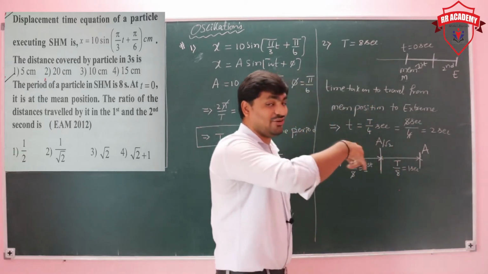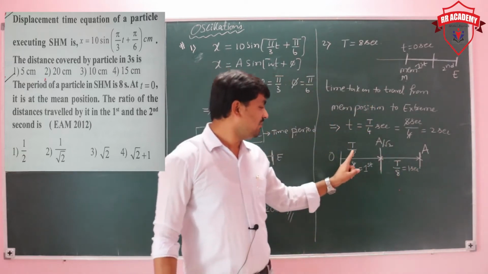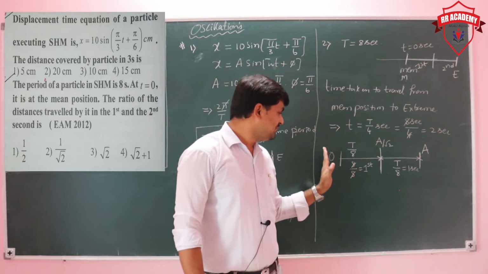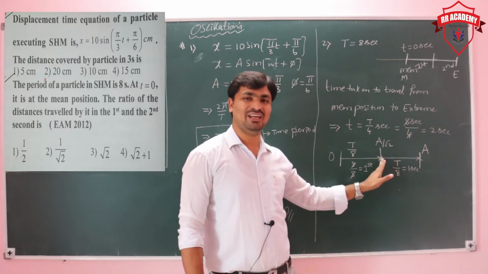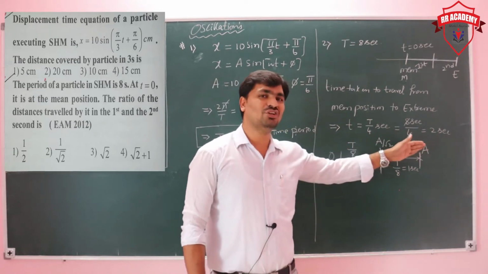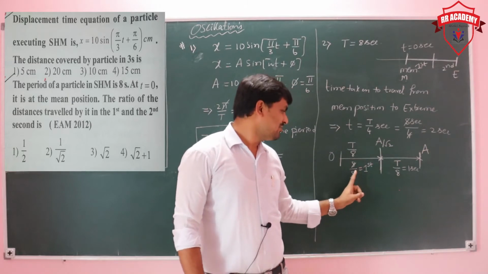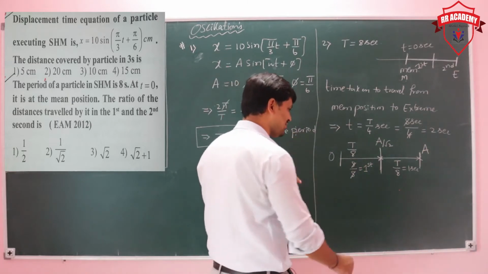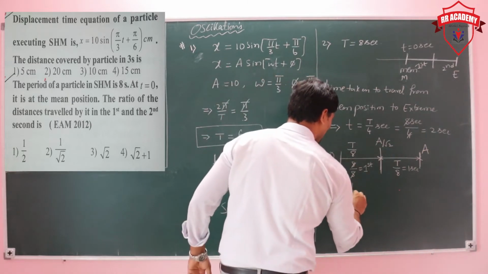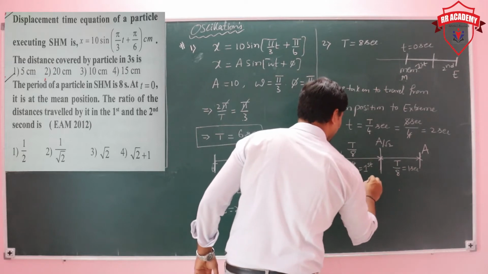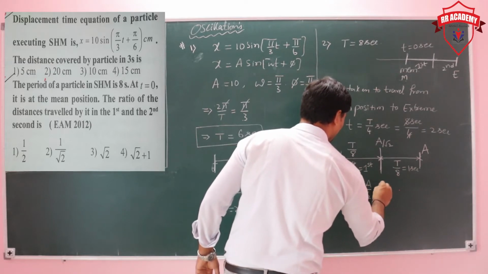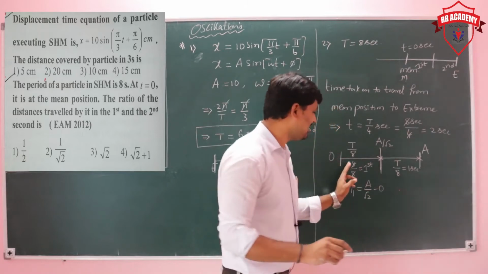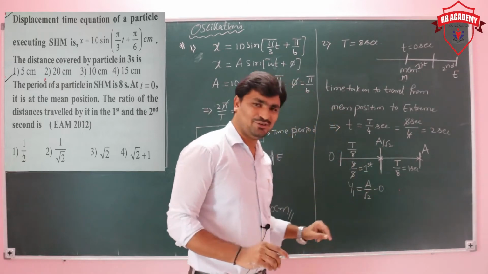So for that you can rewind the previous one. Whatever I am giving, 0 to A by root 2, how much time taken? 0 to A, if you know that, it is easy to solve. So then in the first second, how much distance is traveled? Y1 is equal to 0 to A by root 2. That means the displacement traveled in the first second is A by root 2.